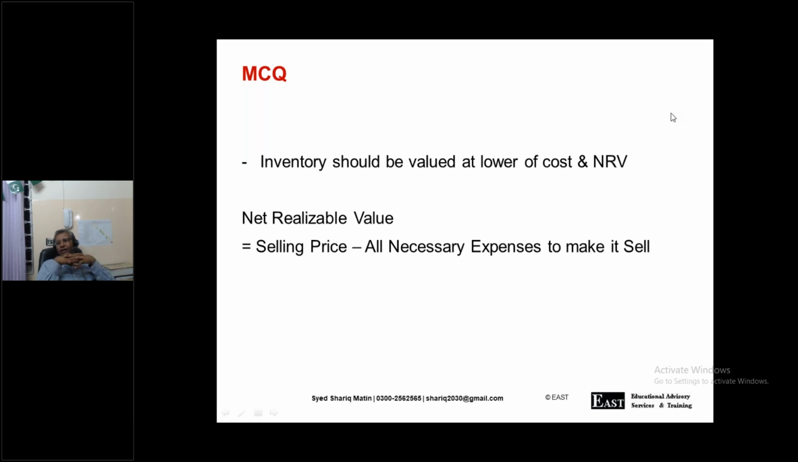Okay, we did discuss about lower of cost and NRV, and net realizable value is selling price less all necessary expenses to make it sell. तो अगर हमारी कॉस्ट और एनआरवी में से एनआरवी लोअर है तो हम इन्वेंट्री को एनआरवी पे वैल्यू करते हैं. Now let's go into the next question.